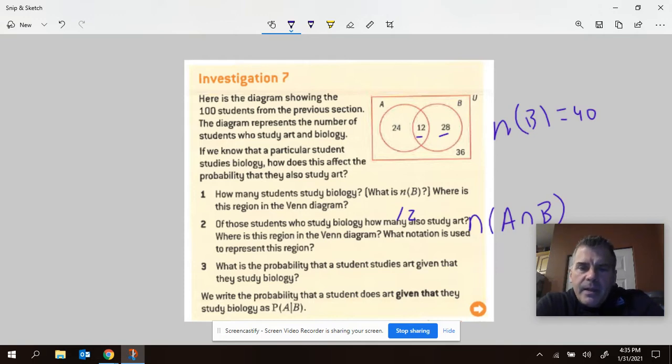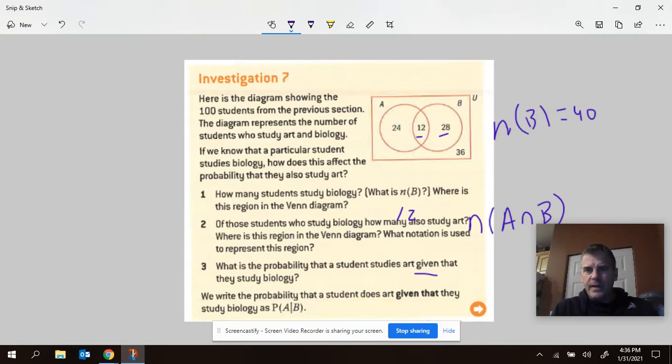So what is the probability that a student studies art given that they study biology? Here's the key, the word given. That's creating this idea of conditional probability. We're just considering the biology students. What are the chances that they're going to study art? To write that, we would say P of A given B. That's the notation, and it means the same thing as the probability that they study art given they study biology.